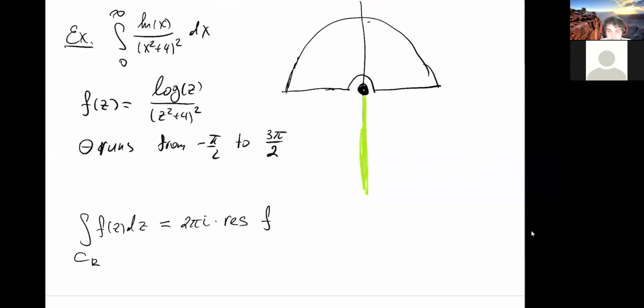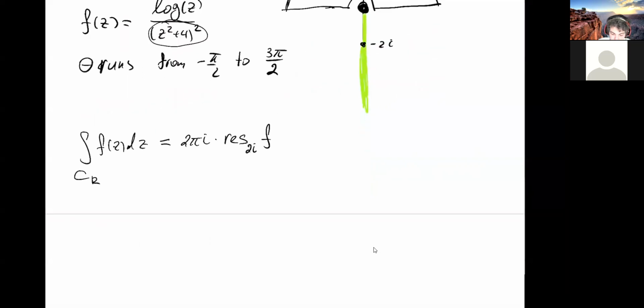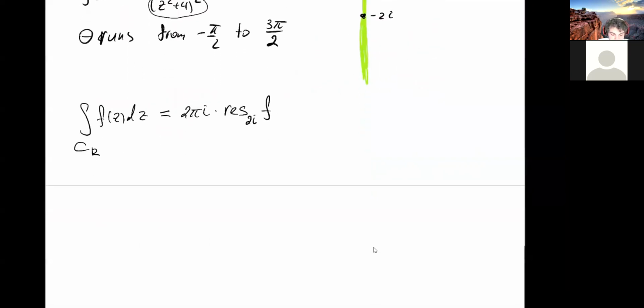Now let's look at f. So inside this contour, f has only one residue, and it's at 2i. Okay, so where are the singularities? Well, the singularities is when the denominator is 0. And the denominator is 0 at plus or minus 2i. So 2i is here, minus 2i is here. Minus 2i is not in our contour, so we don't care. And 2i is in. So this is what happens.